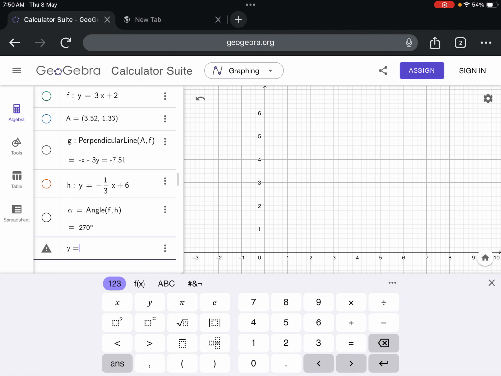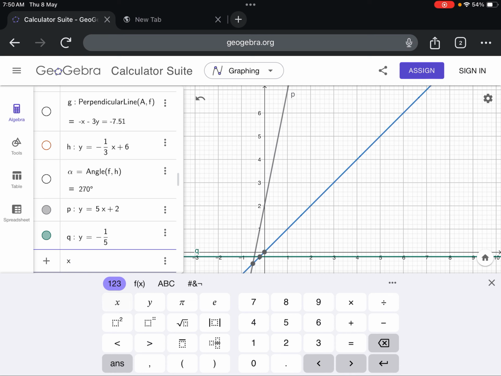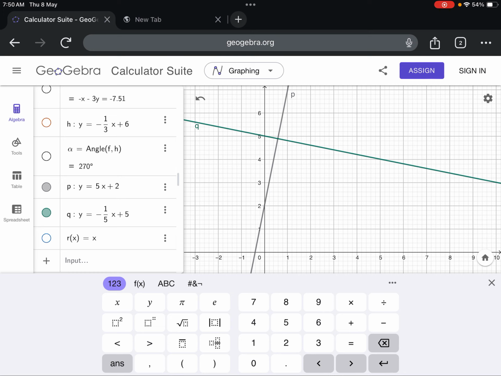So let's say y equal to 5x plus 2. Then I'll do another equation here. So let's say y equal to -1/5 x plus 5 here. Okay, and I'll press enter. Remove this line. Again, you realize that these two lines look perpendicular as well.